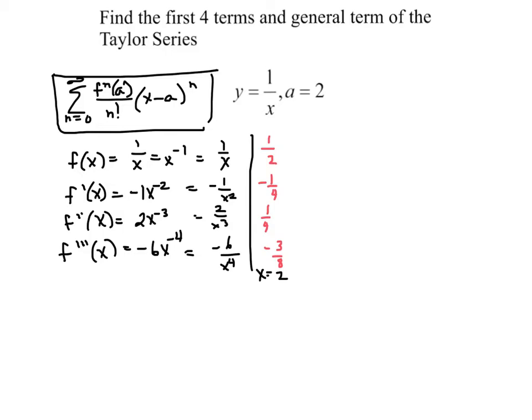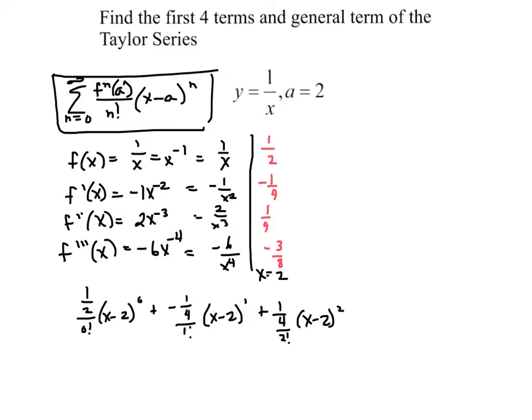Let's start by writing our 4 terms out. So the derivative's value is 1/2. I put that over 0 factorial, and I have x minus 2 to the 0 power. And I've got negative 1/4 over 1 factorial, x minus 2 to the first. I've got positive 1/4 over 2 factorial, x minus 2 squared. Then I've got negative 3/8 over 3 factorial, and x minus 2 cubed.